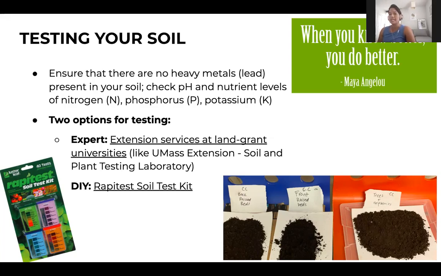I think UDC also does it, and maybe University of Maryland. A lot of the land-grant universities will do this, but UMass is the one that I'm familiar with. Or you can do it yourself. So another fun thing to do with kids, especially in connection with science, is you can get a rapid test, which is what we've used before, and it comes with 4 tests that test your soil for pH, nitrogen, phosphorus, and potassium. Okay, next slide.